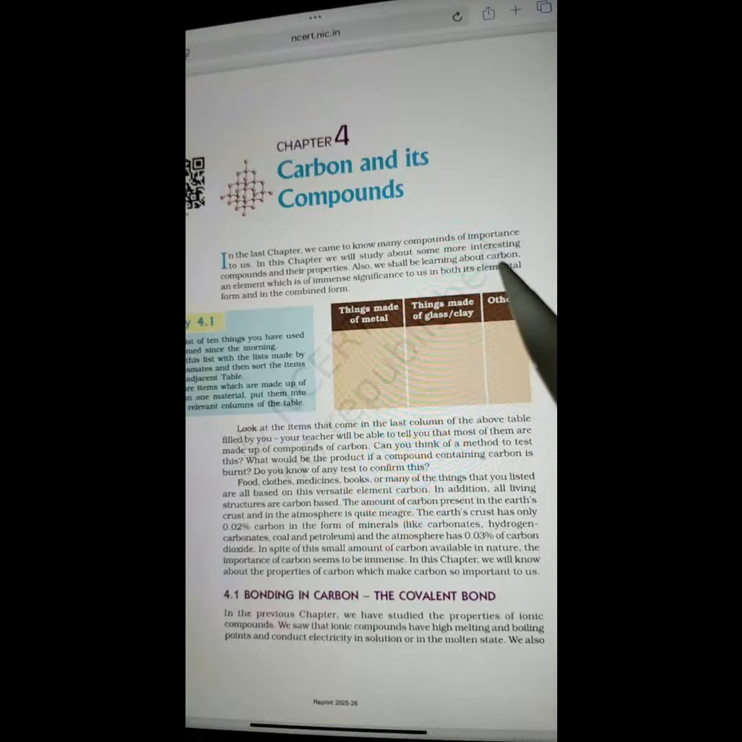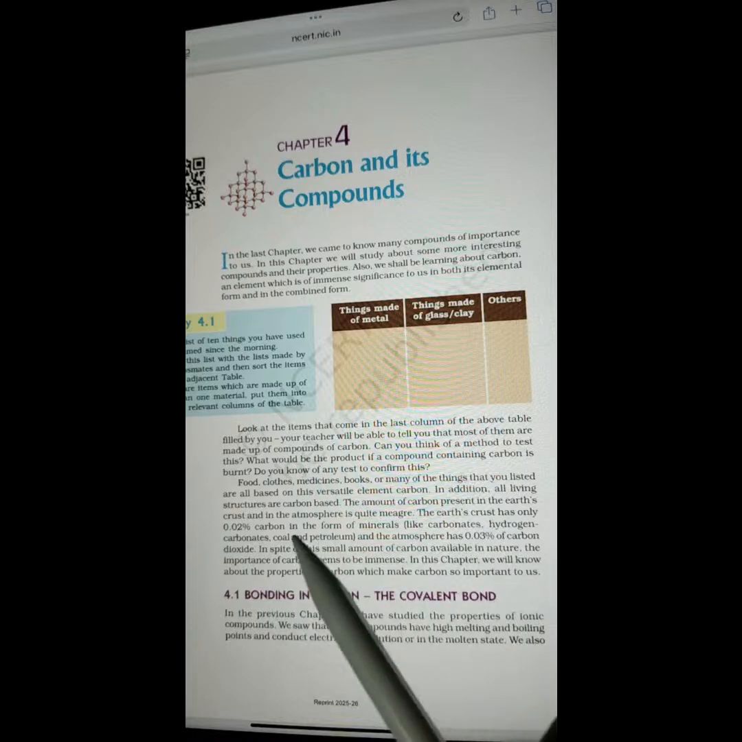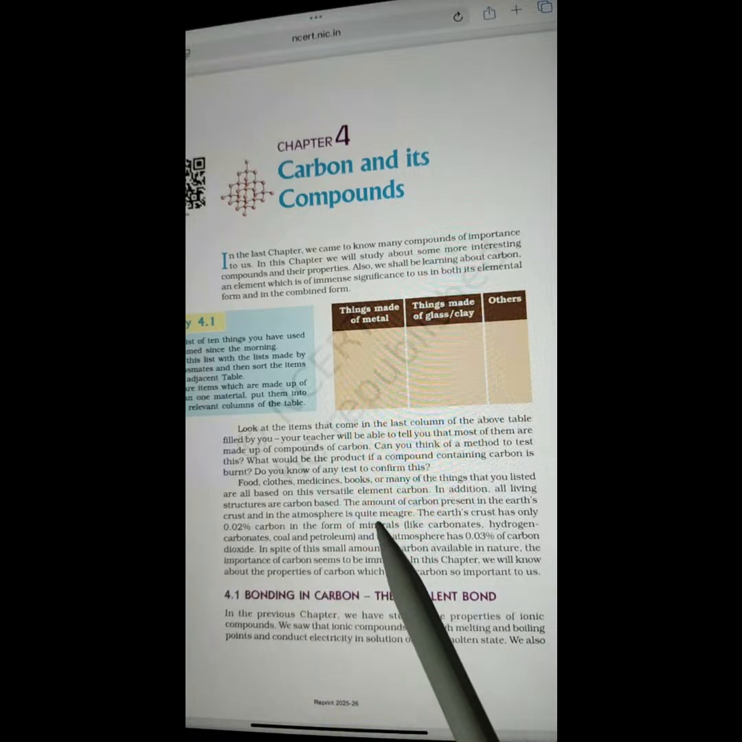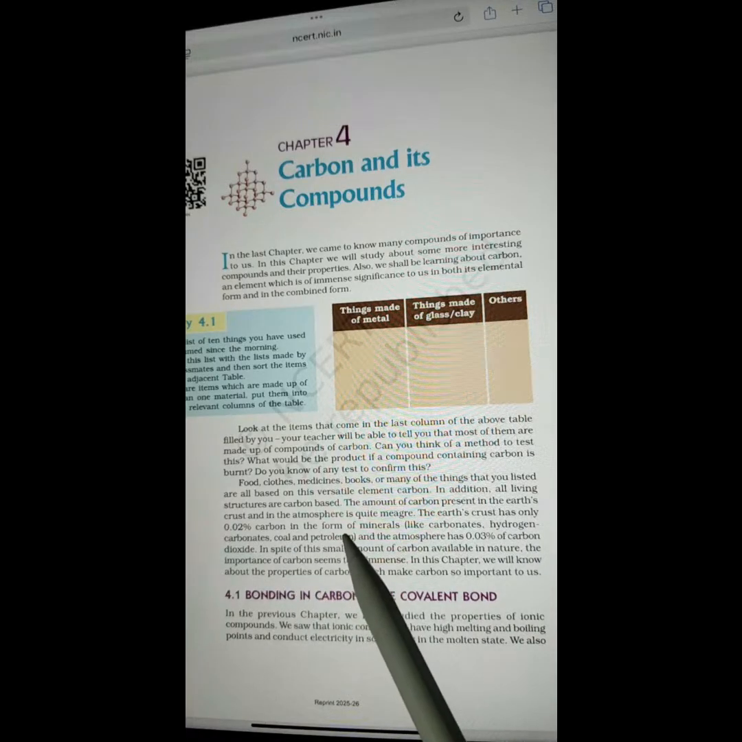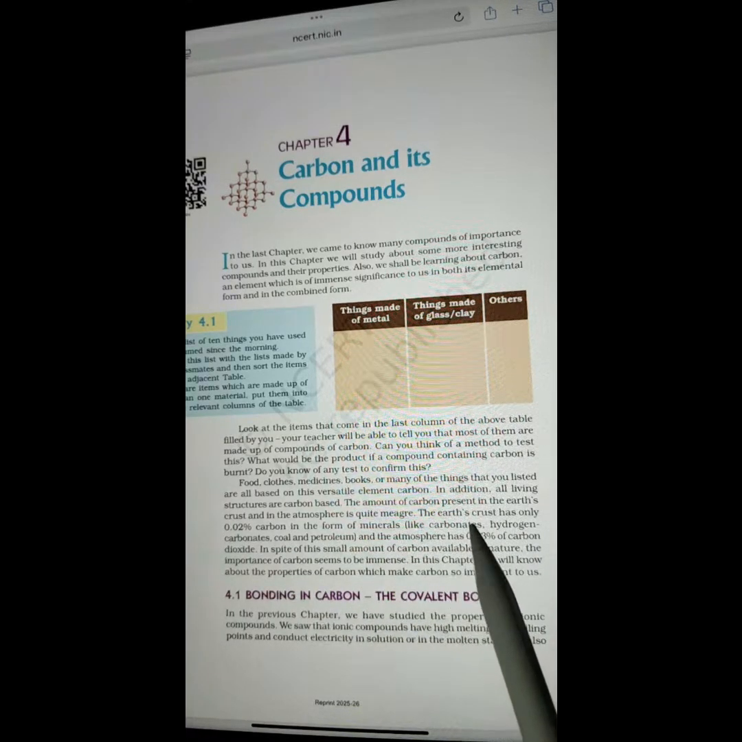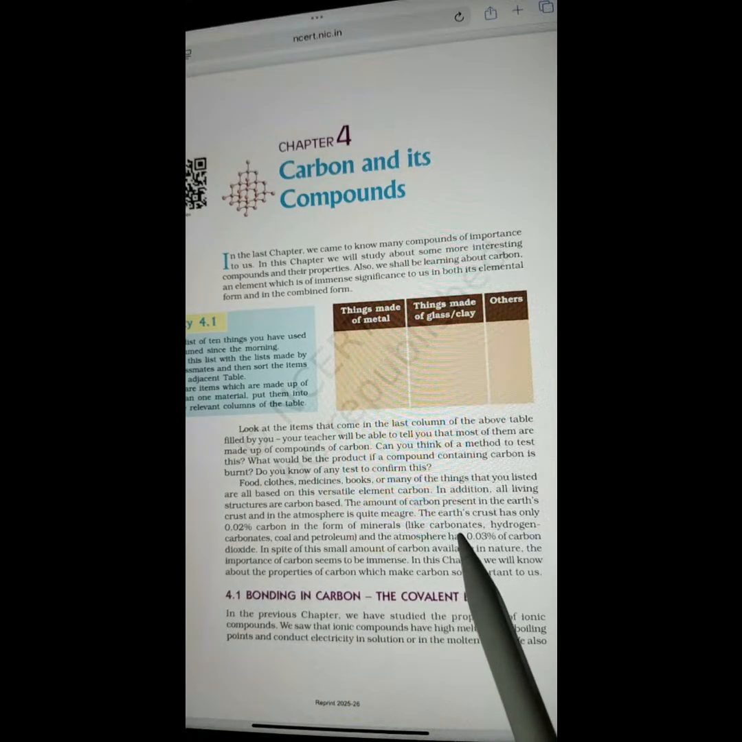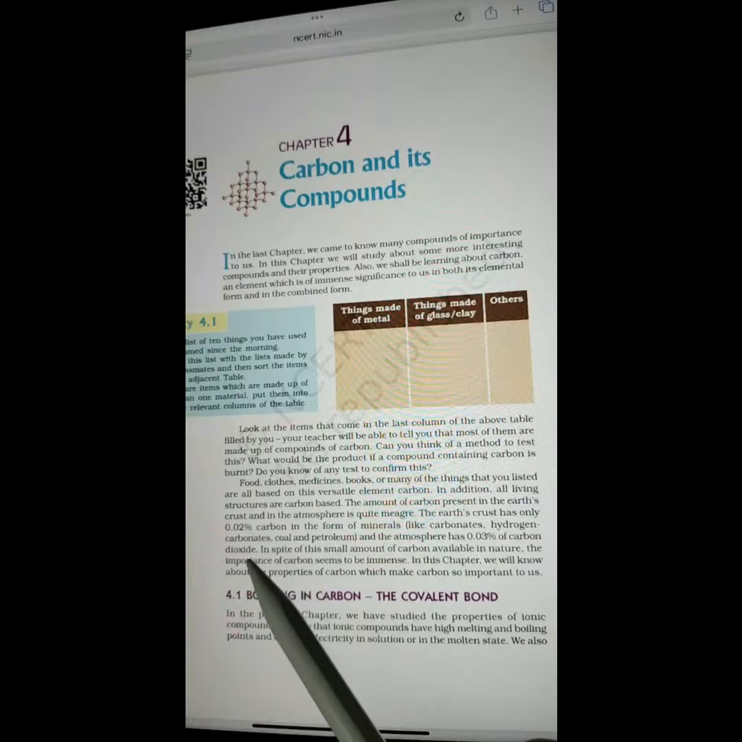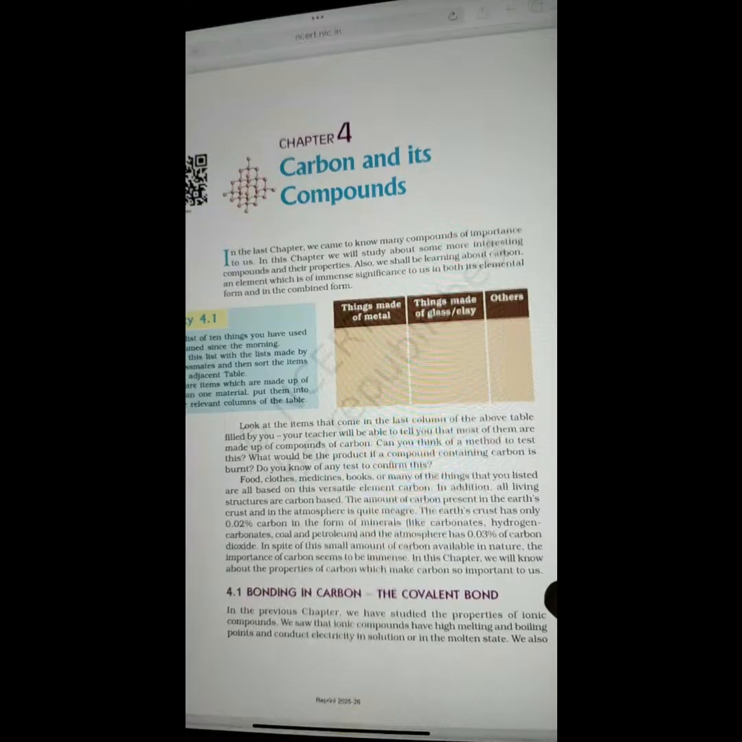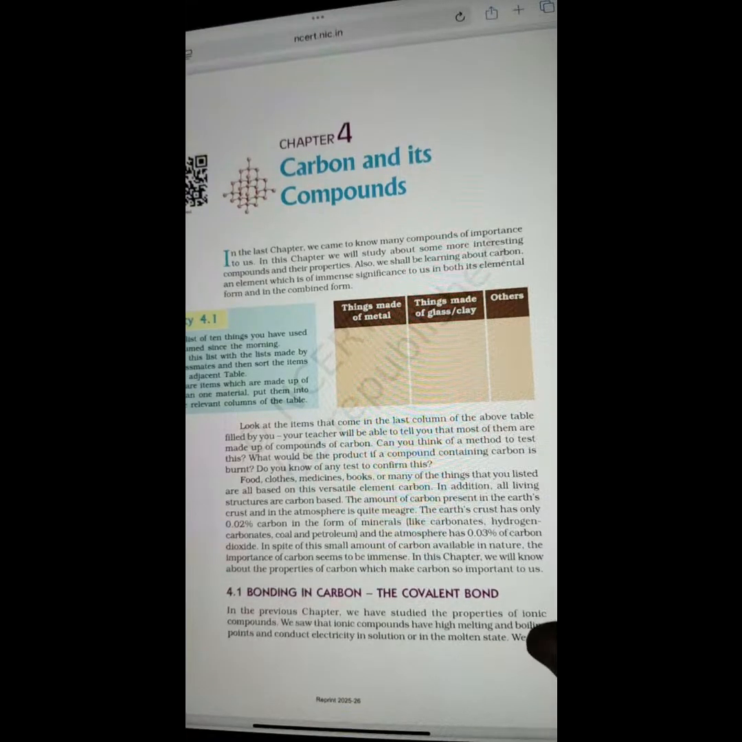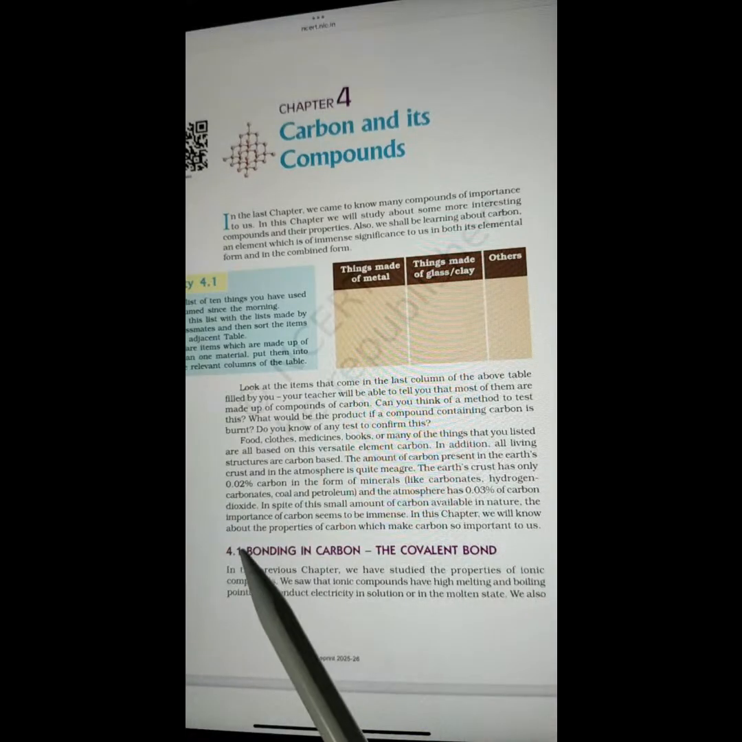Food, clothes, medicines, books, or many of the things that you listed are all based on this versatile element carbon. In addition, all living structures are carbon based. The amount of carbon present in the Earth's crust and in the atmosphere is quite meager. The Earth's crust has only 0.02% carbon in the form of minerals like carbonates, hydrogen carbonates, coal, and petroleum. And the atmosphere has 0.03% of carbon dioxide.